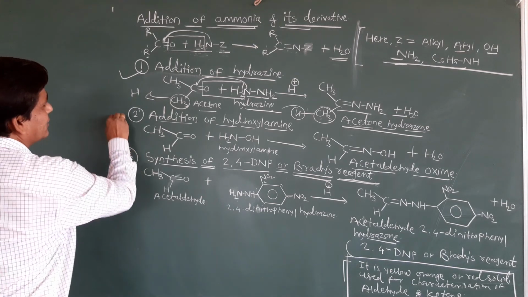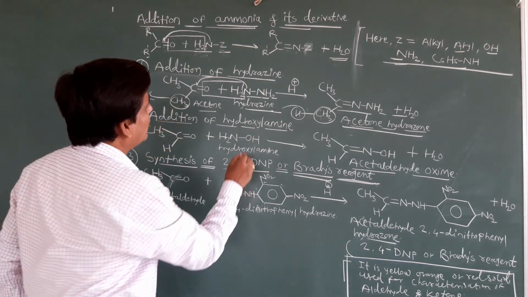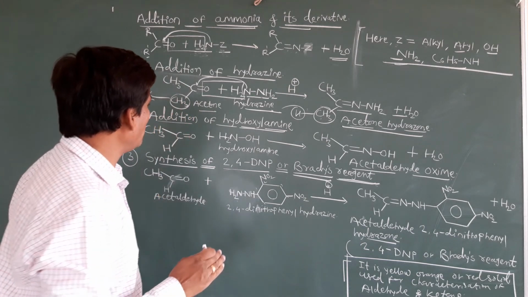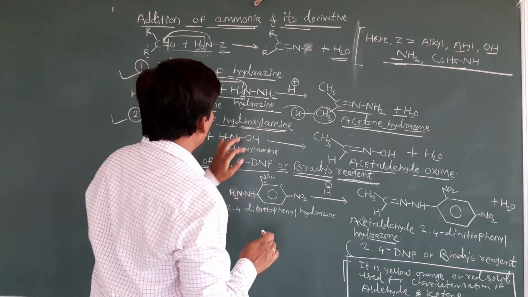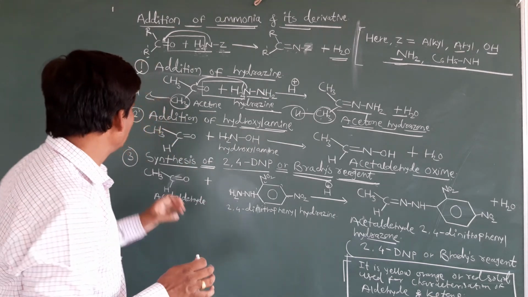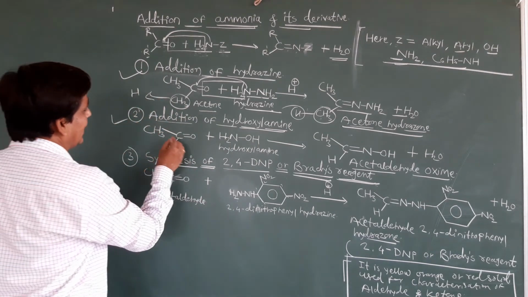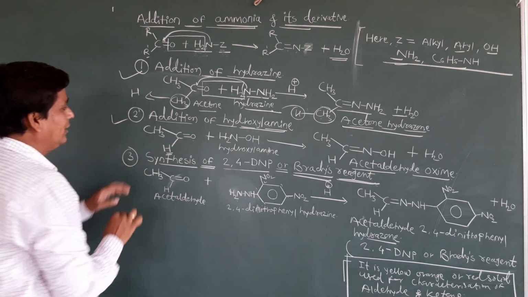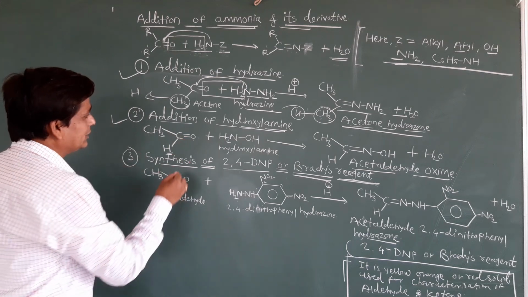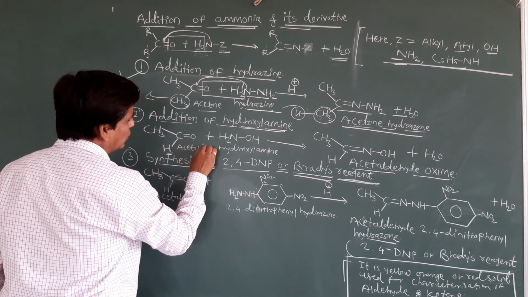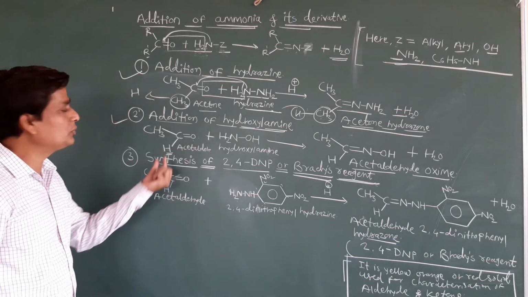See another reaction: addition of hydroxylamine. Hydroxylamine, NH2OH. What is the formula of hydroxylamine? NH2OH. This hydroxylamine reacts with aldehydes as well as ketones. Here I have taken the example of an aldehyde, CH3-C=O-H. This is acetaldehyde. You can take a ketone also: instead of this H, you can use CH3 here.